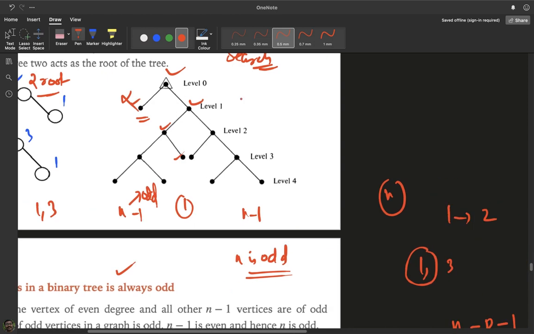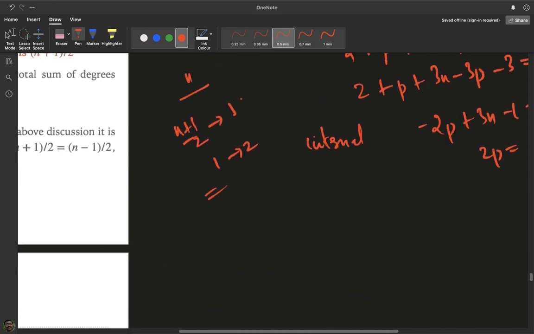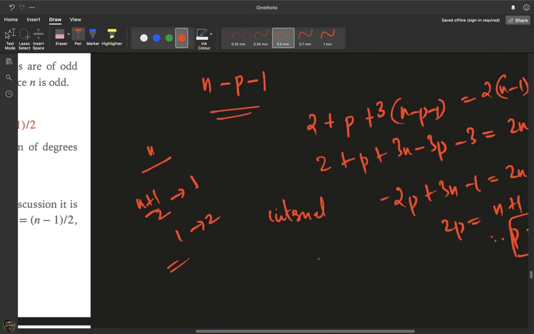So how many internal vertices would be there? Totally there are n vertices there. Out of that, the number of end vertices is (n+1)/2. So these many internal vertices would be there. That is actually n minus (n+1)/2. I think it is actually (n-1)/2. So there will be (n-1)/2 internal vertices.